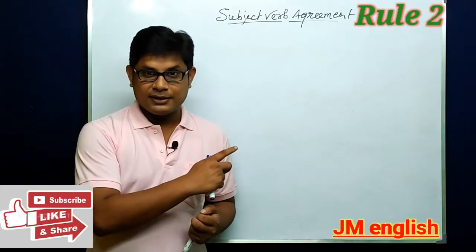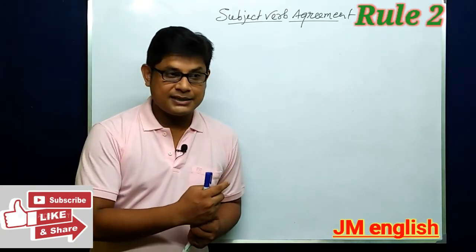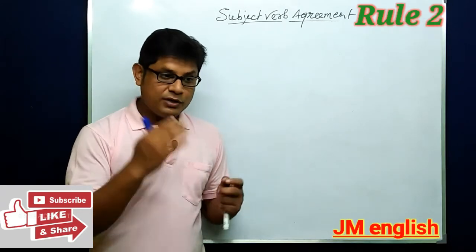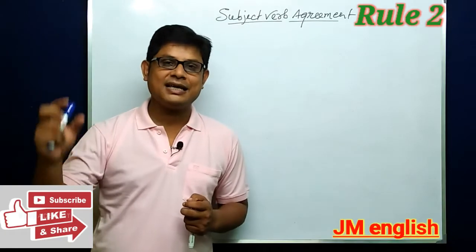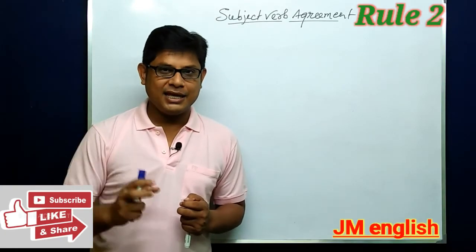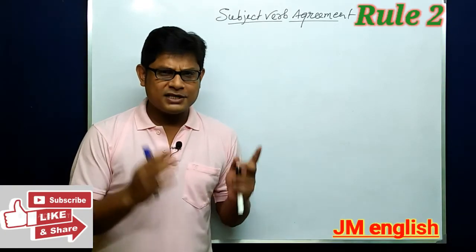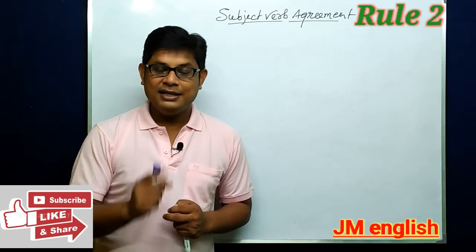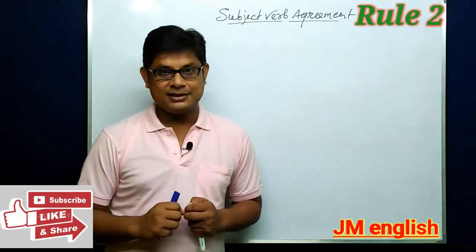But over here the exception is that if you have two subjects or two nouns, but you use them to refer to any single idea or any single thing or single person, then they must be followed by one single verb. Okay, how? Let me give you examples to clear this.